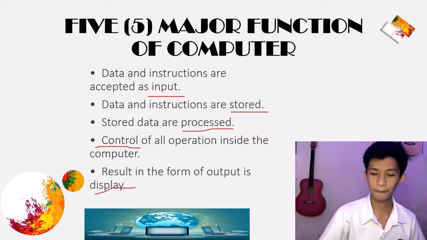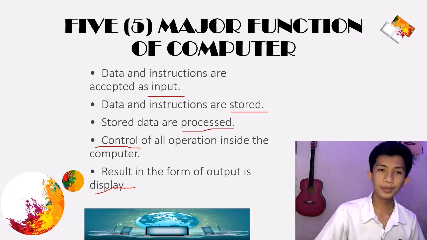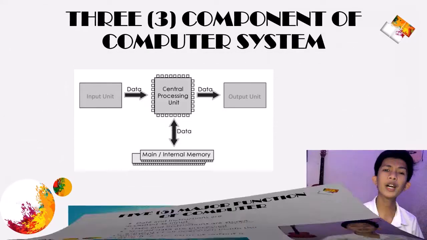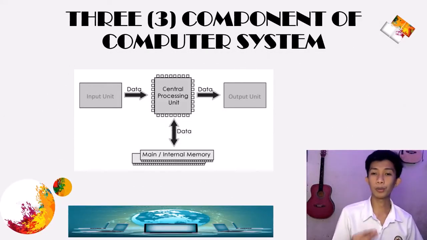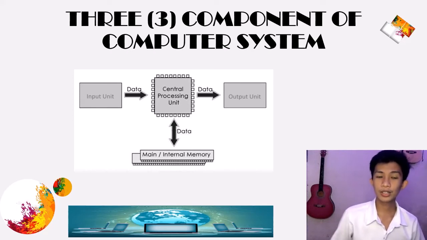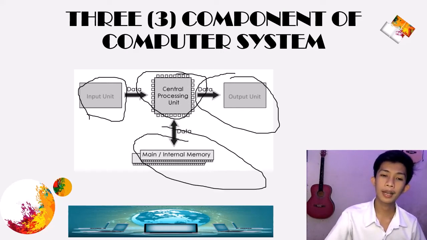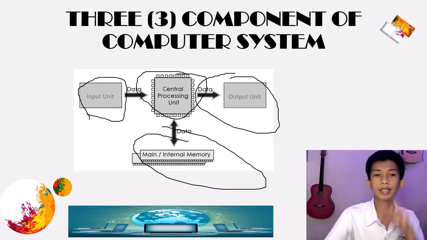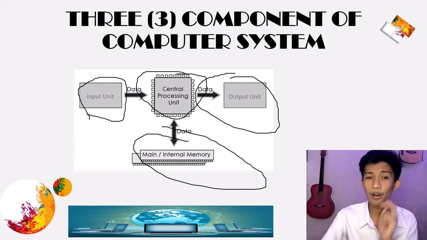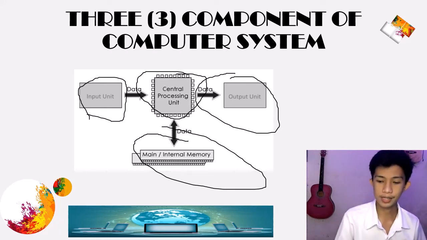Okay? Next, there are three components of computer system. Okay? So the first one is input unit, central processing unit, output unit, and the last is a main integral memory. So that is the three components of computer system.